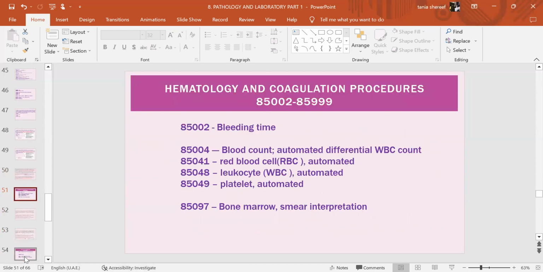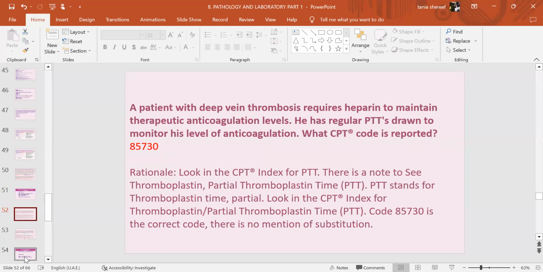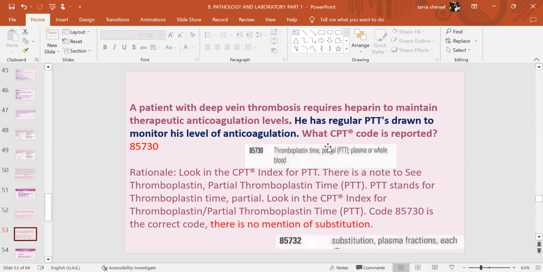Now, hematology and coagulation procedures, that is bleeding time. Then we studied blood count automated, differential WBC, RBC automated, leukocyte automated, etc. A patient with deep vein thrombosis requires heparin to maintain therapeutic anticoagulation level. He has regular PTTs drawn to monitor his level of anticoagulation. What is the code? So for PTT, that is partial thromboplastin time, the code is 85730.